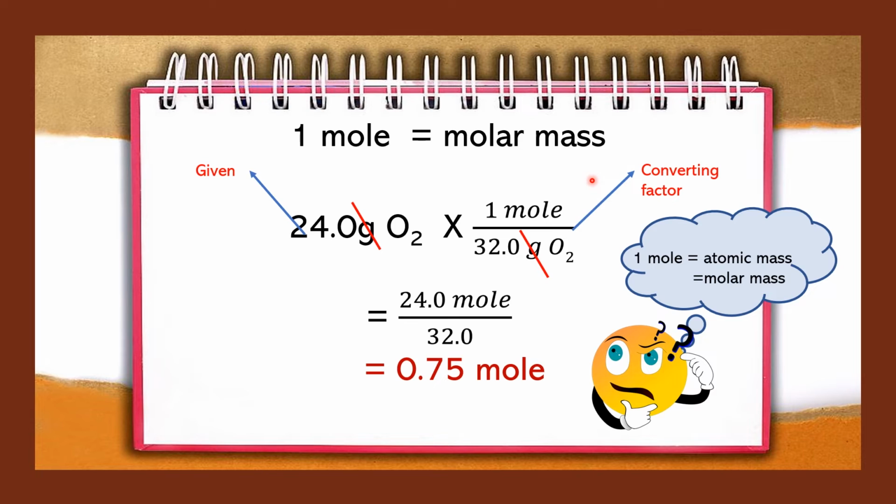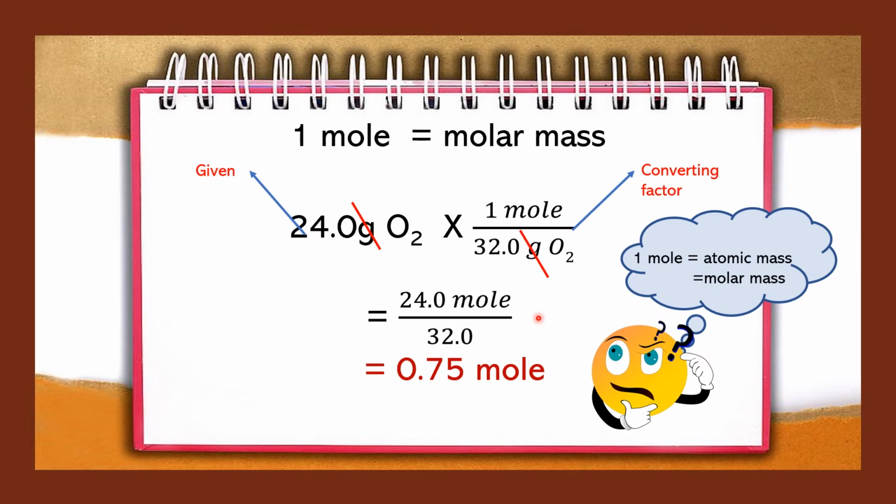Another way of solving this problem is by using a conversion factor. We know that 1 mole is equal to molar mass, so we can use this concept. First thing is to write the given, which is 24 grams of oxygen. Then, multiply it by our conversion factor. Take note that the unit of the denominator is the same as the unit of the given. The unit of the numerator is the same as the one that we're looking for.